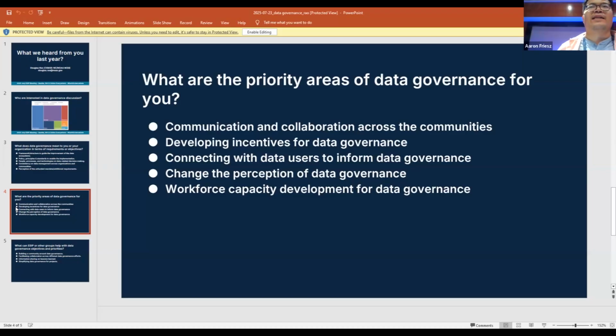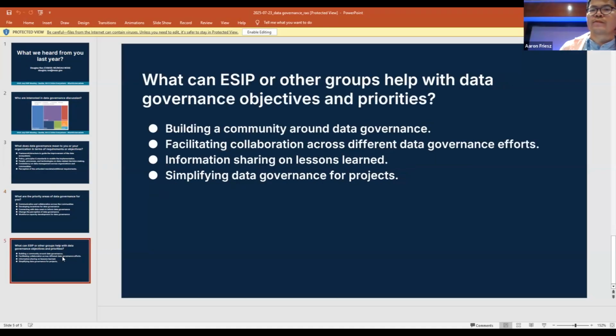So it's not just another unfunded mandate, but at the same time, you probably also need to provide sufficient resources to support data governance activities. And the last one, we also see in the responses, is workforce capacity development for data governance, which is also an ongoing topic that different agencies or groups are very interested in. So the last question we asked last year was: what can ESIP or other groups do to help with the data governance objectives and priorities that were identified or mentioned in the discussion of the session last year?